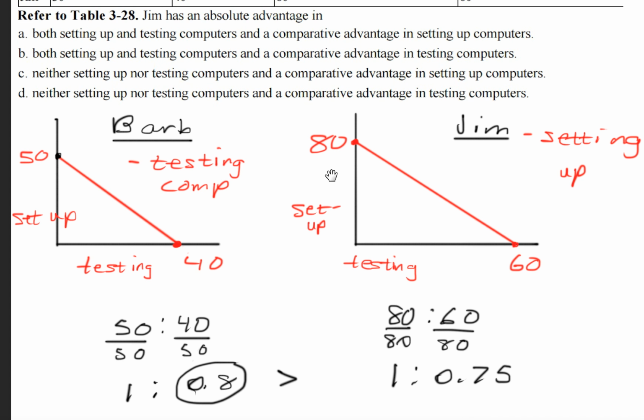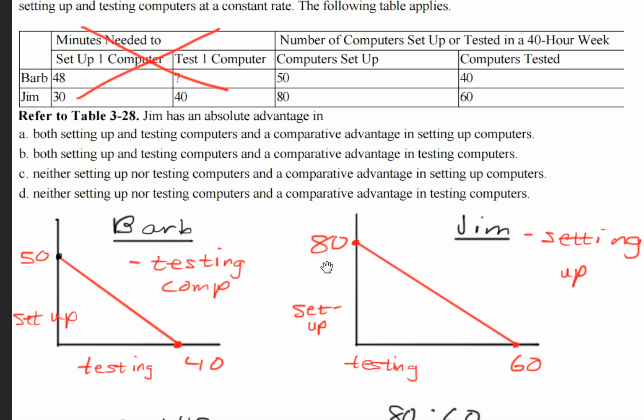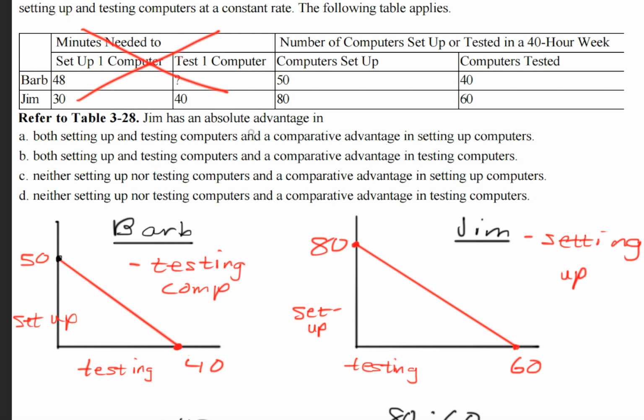So let's take a look at our answer choices. Jim has an absolute advantage in both setting up and testing computers, and a comparative advantage in setting up computers. So the answer will be A.